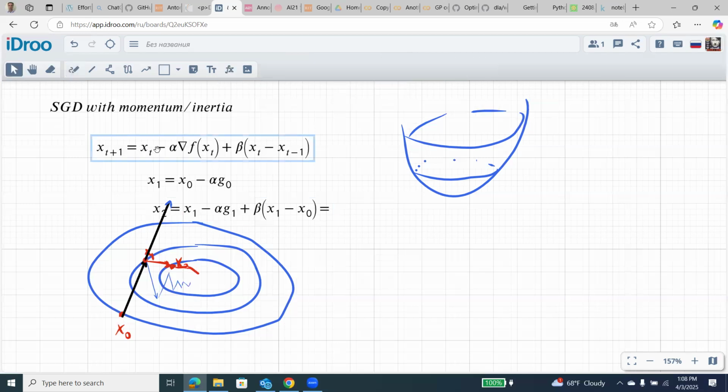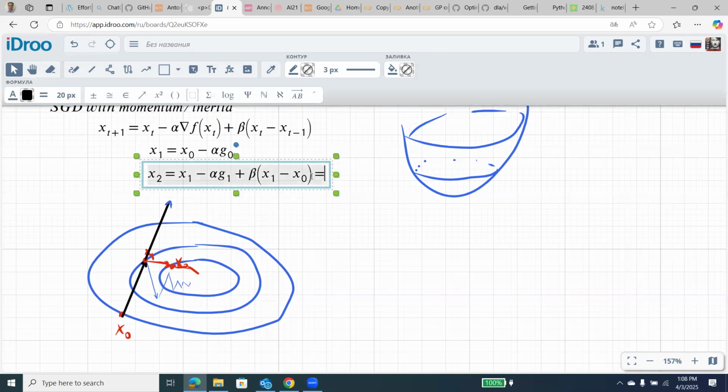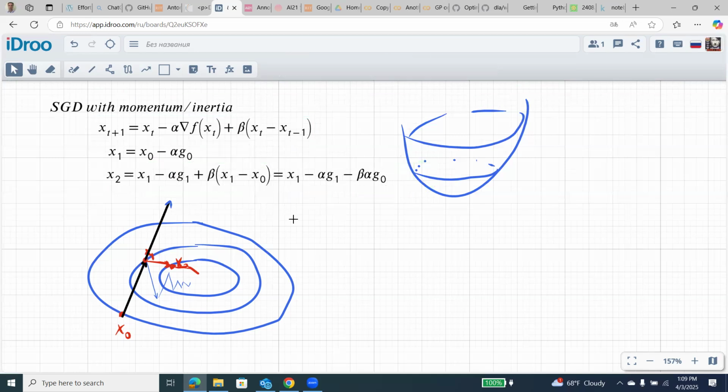So to understand this, let's express x1 minus x0 from the previous equation. It will be just negative alpha g0. Negative beta times alpha g0. And we can factor out alpha, and we will get g1 plus beta g0.